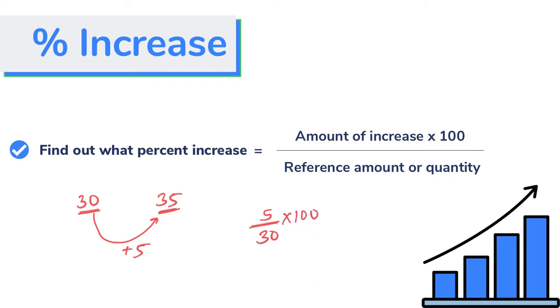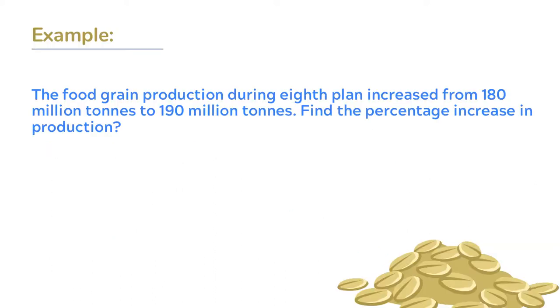When I cancel 5 and 30 by 5, I will get 6 downside and 1 upside. So I can say this becomes 100 by 6, or this is equal to 16 2/3 percent. So this is our answer. This is very basic, and we will do the same for decrease also. Take one more example for increase.